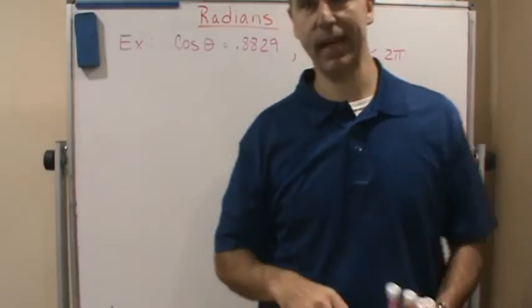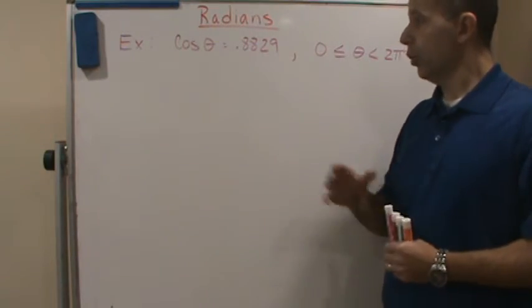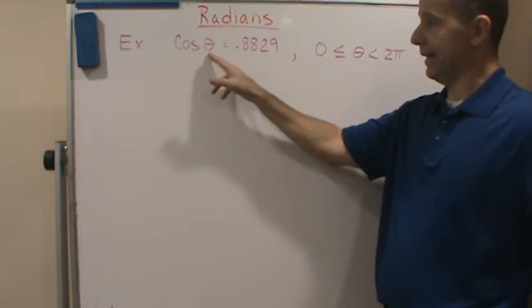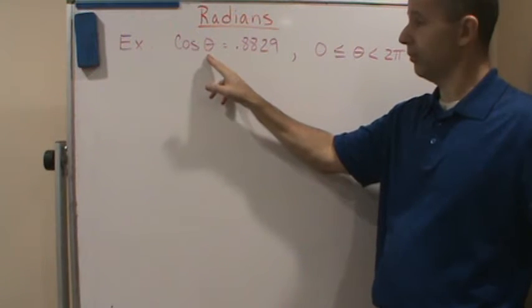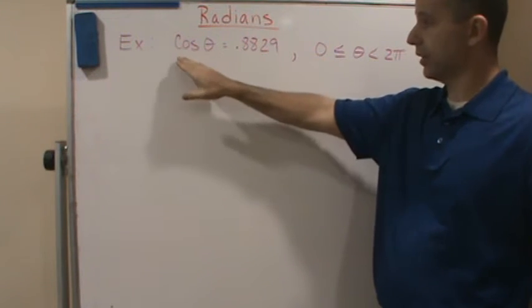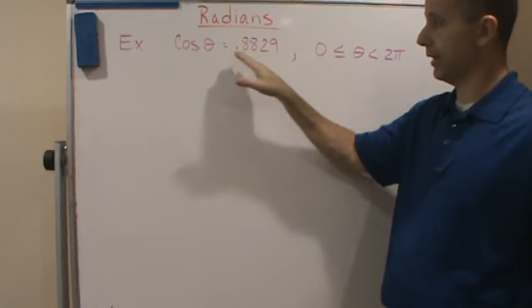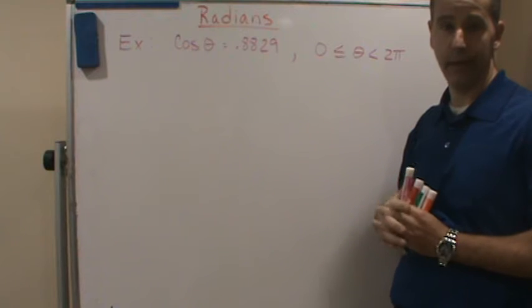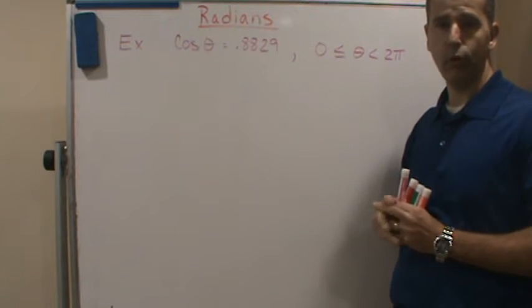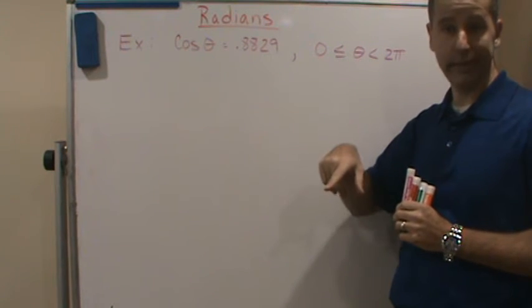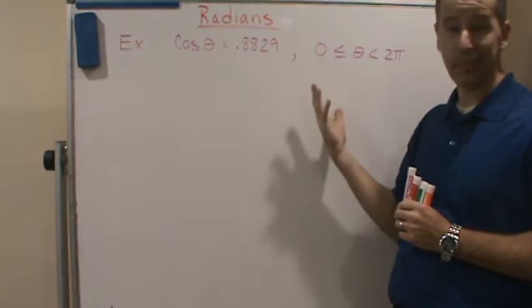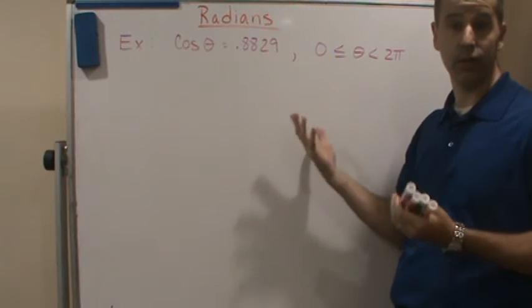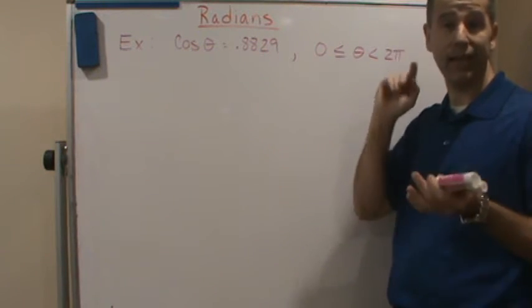Okay, so here's an example of where we want the angle, right? We want to find the angle in radians such that the cosine of this angle is 0.8829, okay? So now normally we would have our calculator in degrees and then do the same thing and get our angle in degrees. But this time we want the angle in radians.